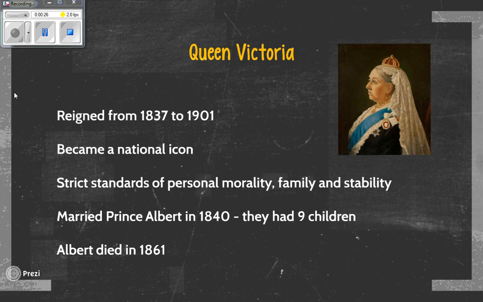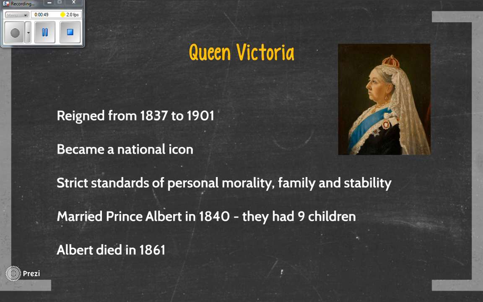The Victorian era was named for Queen Victoria of England, who reigned from 1837 to 1901. She came to the throne at the age of just 18. Privately, she attempted to influence government policy and ministerial appointments, and publicly she became a national icon and was identified with strict standards of personal morality.